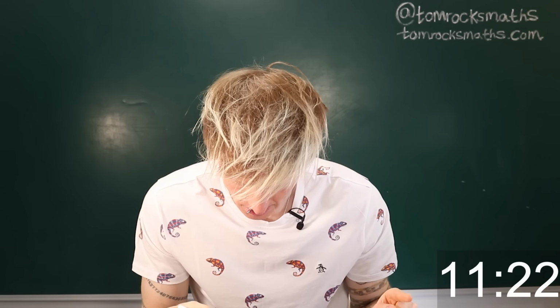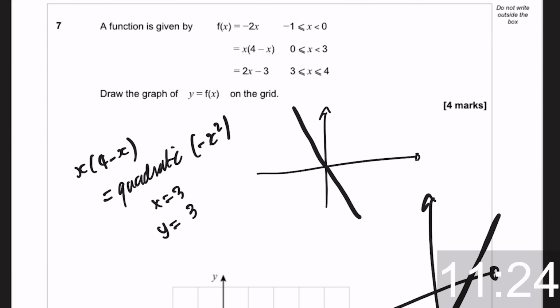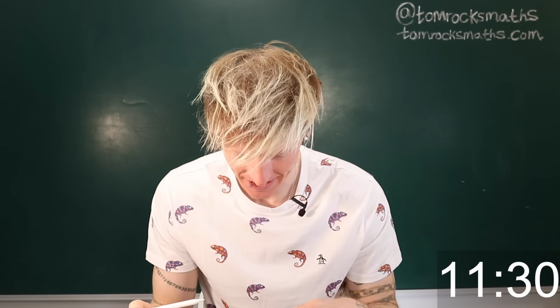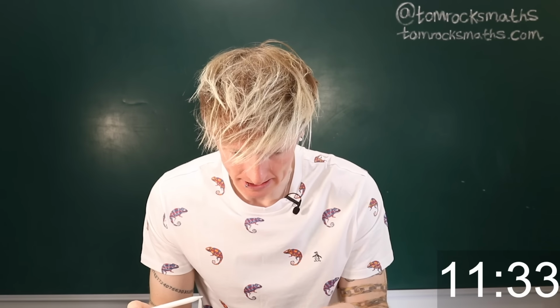Okay, so it's straight line, negative gradient, quadratic, straight line, positive, I think. Now let's just check. That's a 2-1 gradient. Yep. Yeah, happy with that. Fun question. Like that one. All right, number 8.